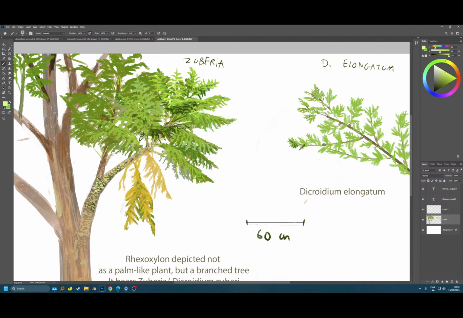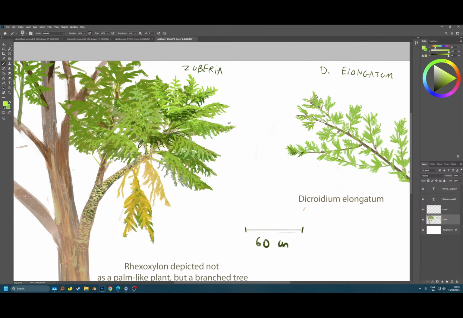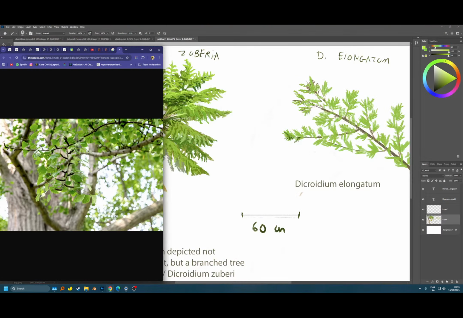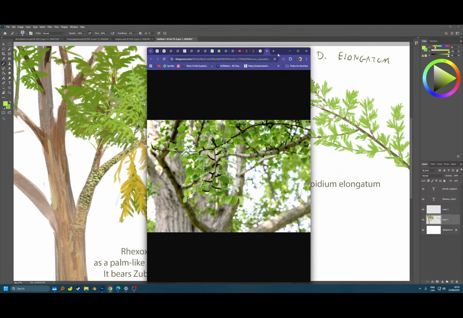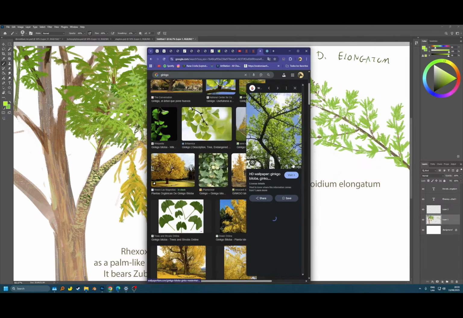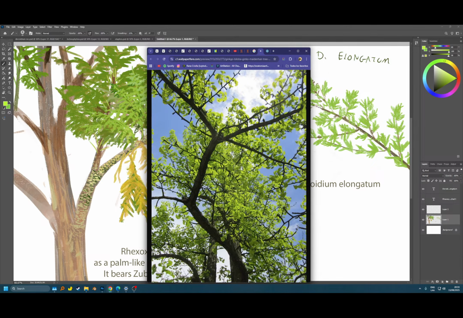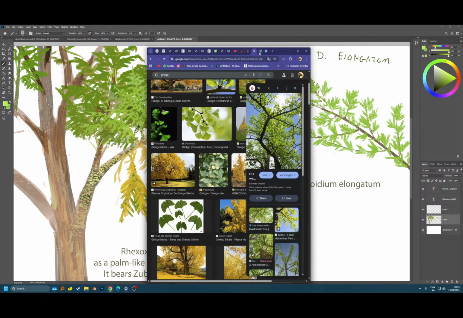Really matching even more density of the fronds here. And I could imagine that not all grew at the same time, at the same size. I want to see something. I don't think the Rexoxylon grew like this, though. I don't think it was as heavily branched as a ginkgo.